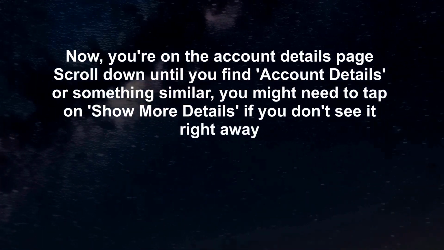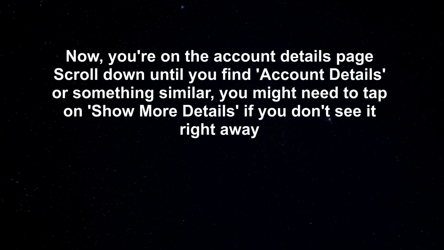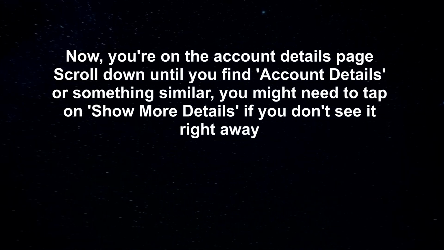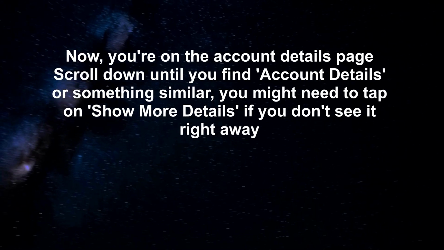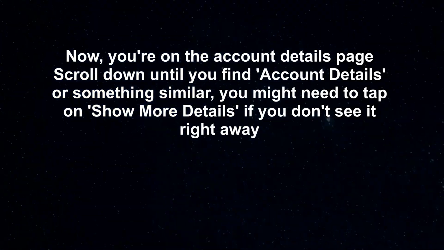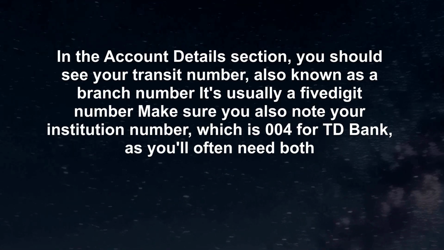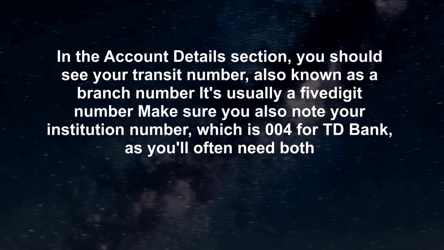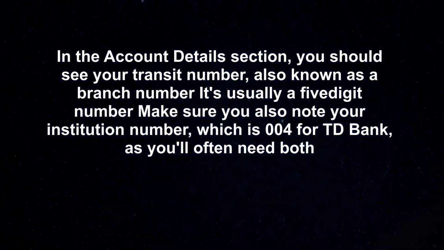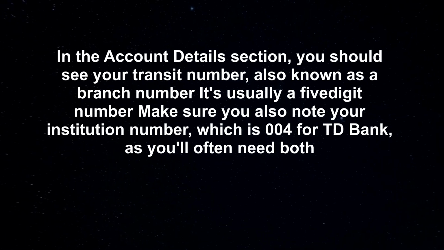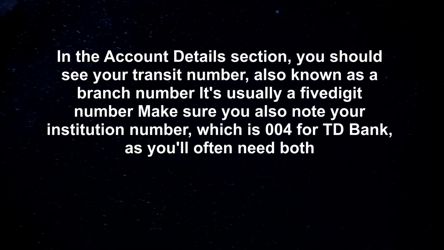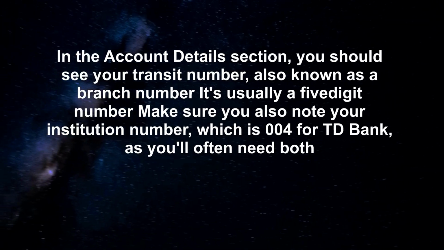Now you're on the account details page. Scroll down until you find account details or something similar. You might need to tap on show more details if you don't see it right away. In the account details section, you should see your transit number, also known as a branch number. It's usually a 5-digit number. Make sure you also note your institution number, which is 04 for TD Bank, as you'll often need both.